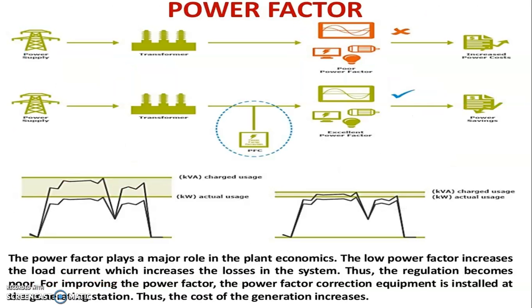Next one is power factor. The power factor plays a major role in plant economics. A low power factor increases the load current, which increases the losses in the system. Thus the regulation becomes poor. For improving the power factor, correction equipment is installed at the generating station. Thus the cost of generation increases. Without these power factor correction equipments, the home appliances we use in our homes will not work properly. That's why we use these power factor correction equipments.